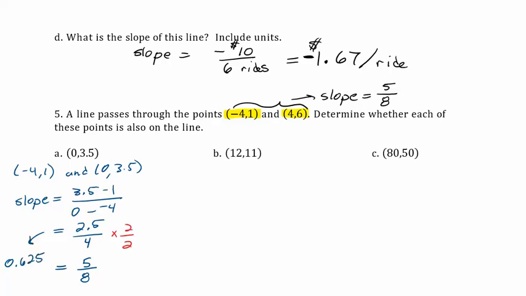You could always write your slope as a decimal. Remember, every fraction can be written as a decimal. That's fine, and that would also be a way to compare. So then this point is definitely on the line. And you should get the same thing if you found the slope between (0, 3.5) and (4, 6). All right, go ahead and check points B and C. And when you're ready to see how you did, unpause the video.